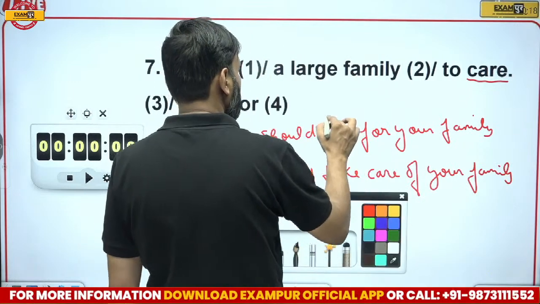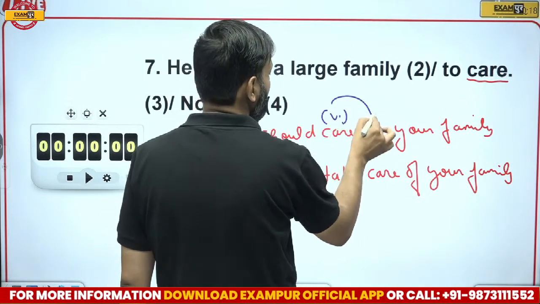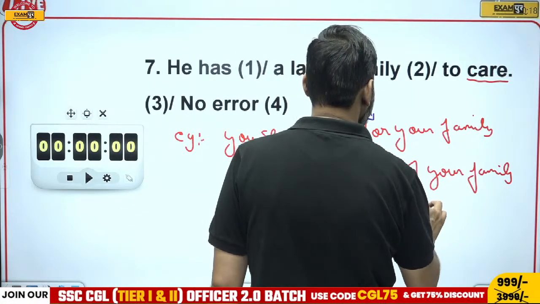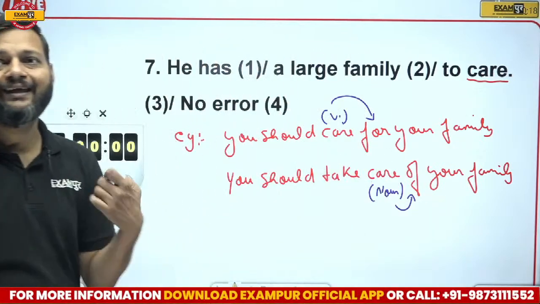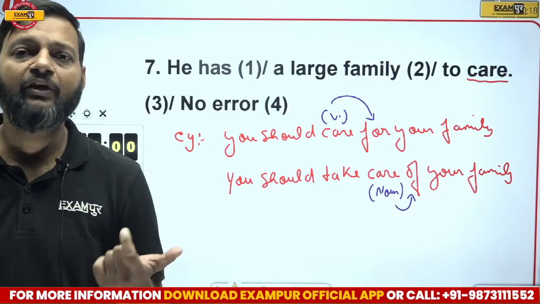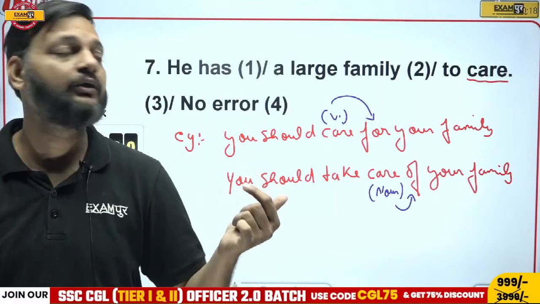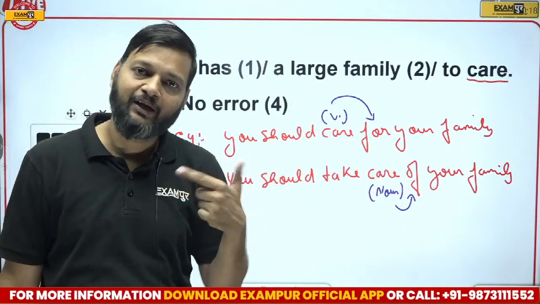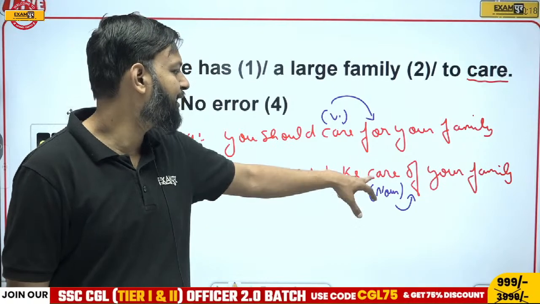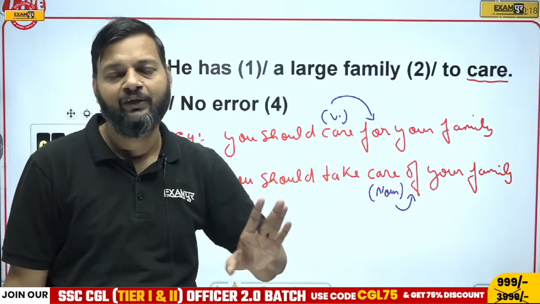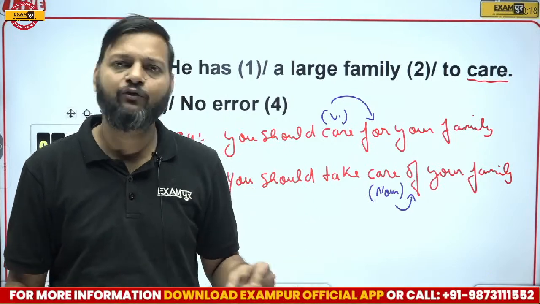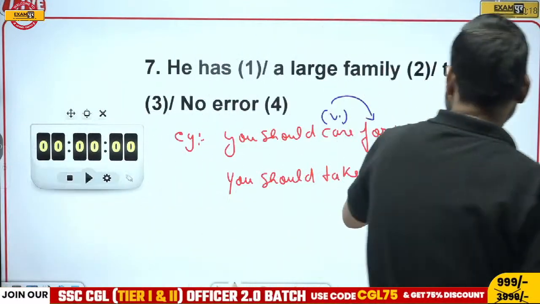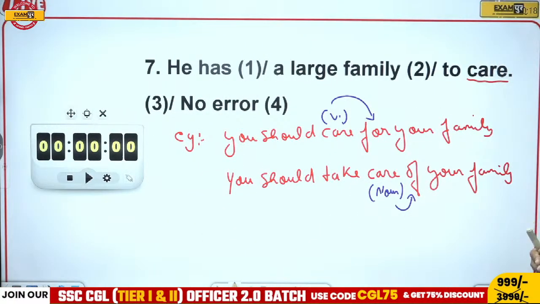So if care is a verb, it is followed by for, and if care is a noun, it is followed by of. Here care is a verb, okay? If care is a verb, it is followed by for. And here take is a verb, care is a noun. So when care is a noun, it is followed by of. So whether it is a noun or a verb, it is always followed by a preposition, right? And this preposition for or of cannot be removed.